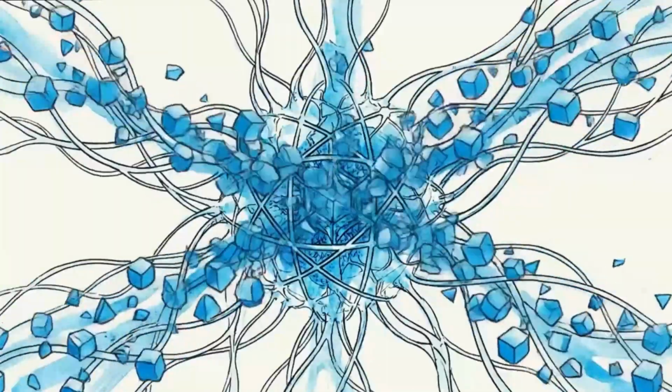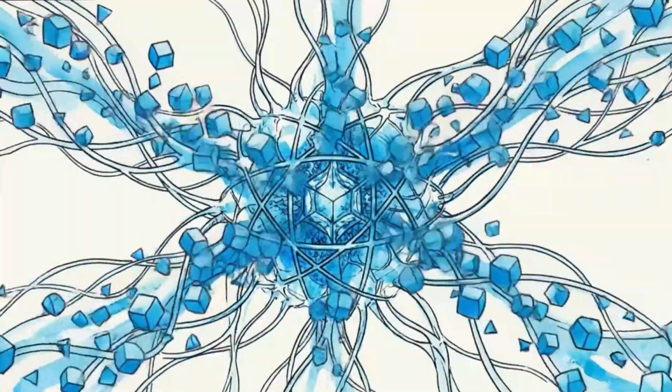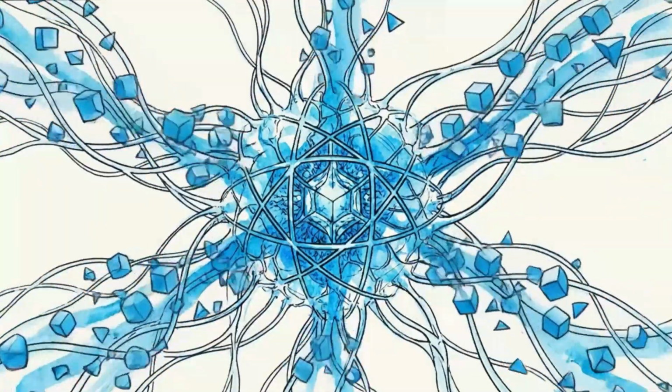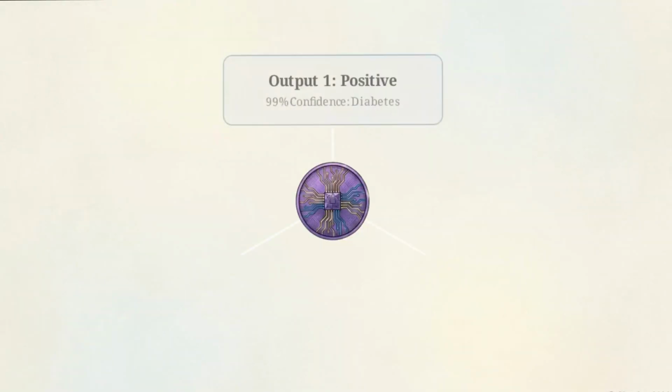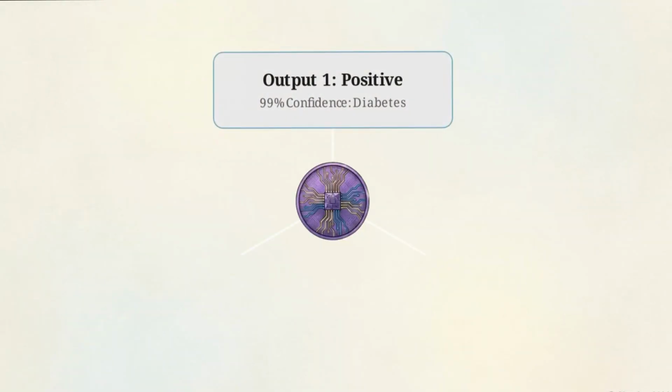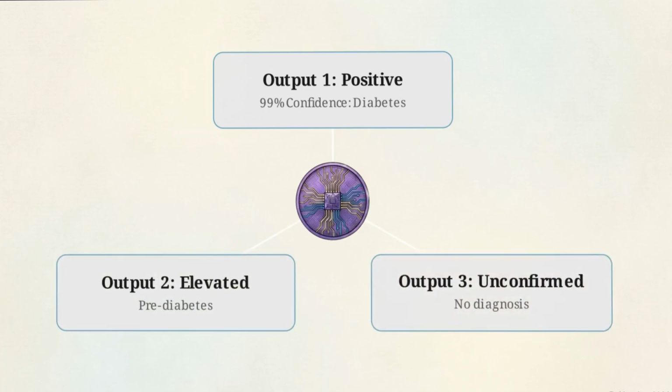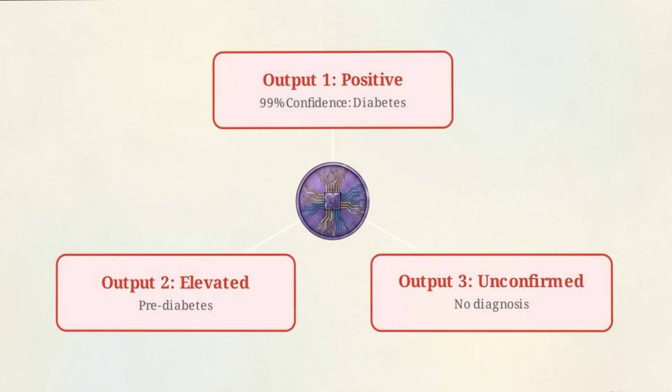Modern healthcare systems feed artificial intelligence billions of individual clinical data points every single second of the day. But look at the outputs being generated by this exact same model. For a single patient, it asserts with 99% confidence that they have diabetes. Simultaneously, it states they have prediabetes. A third output registers no diagnosis at all.